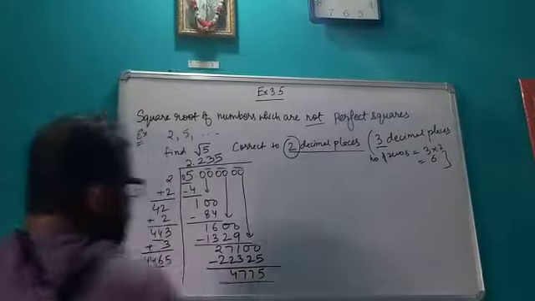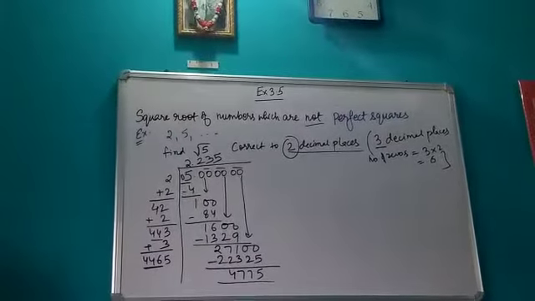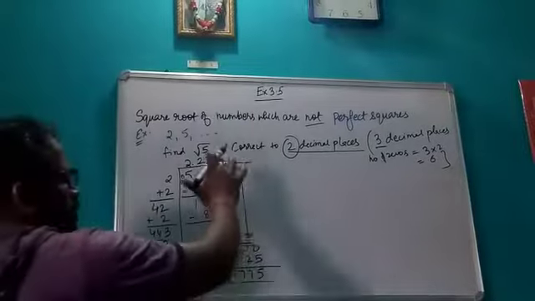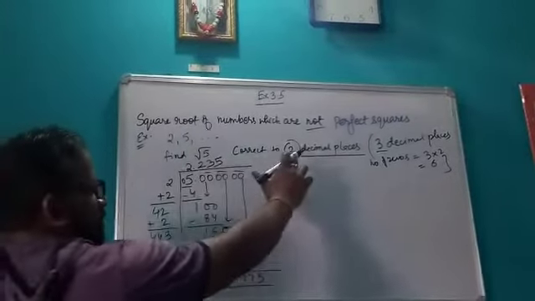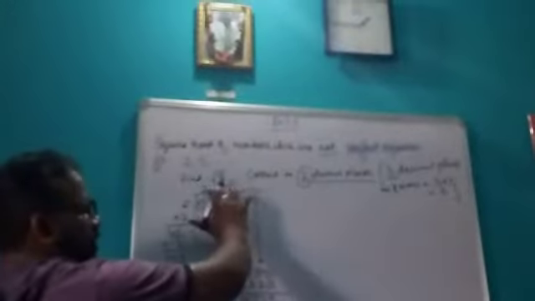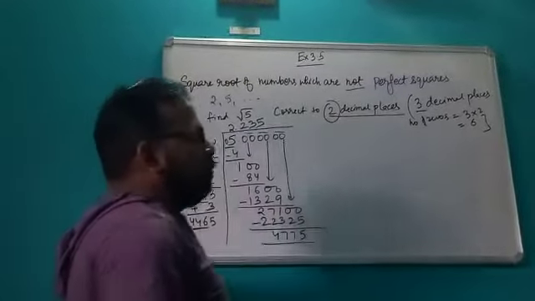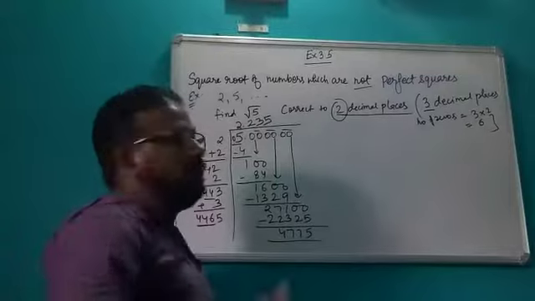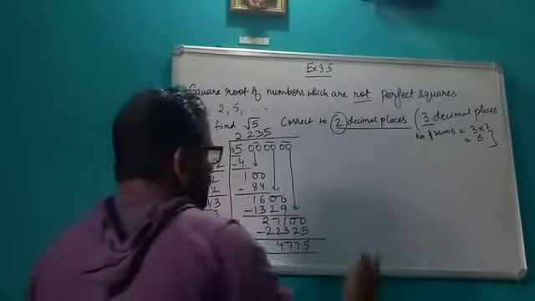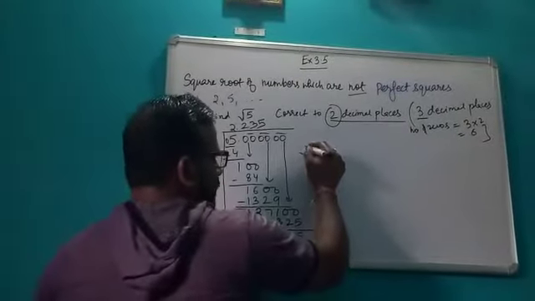Okay, so this procedure you have to follow till 3 values you got after decimal, because it is asked for the 2 decimal points. So we will find 3 values. If it is asked to find up to 3 decimal places, then you will find 4 values like this. So how we write it like this? We will write it like this.